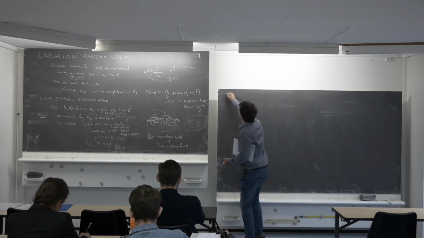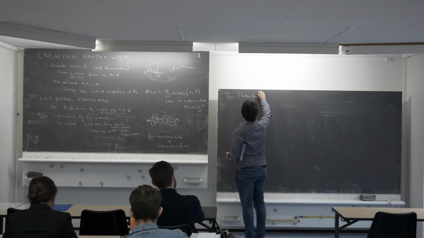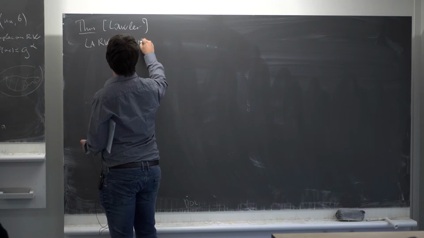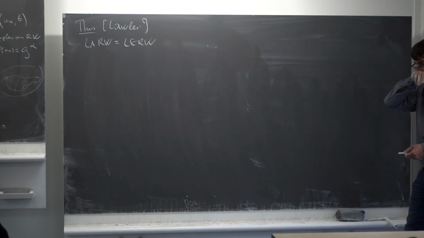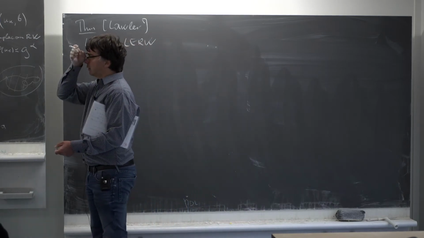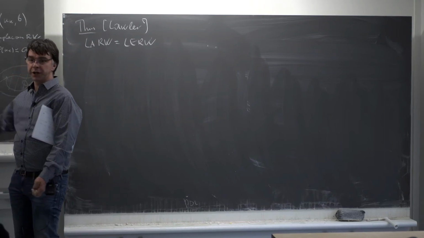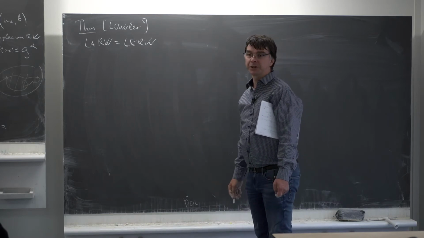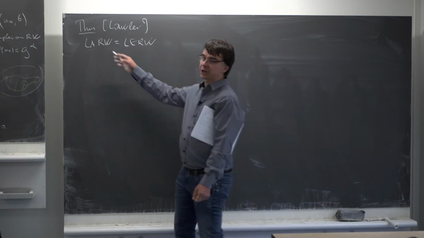So, theorem (Loewner): Laplacian random walk is equal to loop erased random walk. It's fairly easy if you start with loop erased random walk, because you can just calculate the probabilities to go in 3 directions, and as we'll see in a minute, you immediately get these Green's function probabilities. It's incredibly difficult if you start from Laplacian random walk.